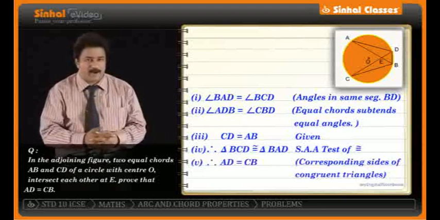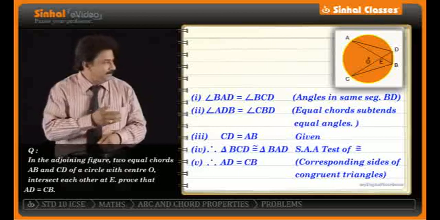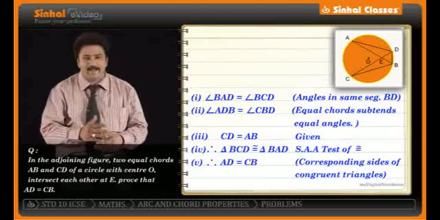And you have done what was required to be answered. So what have you found? You found that AD is equal to CB. And the sum gets over.